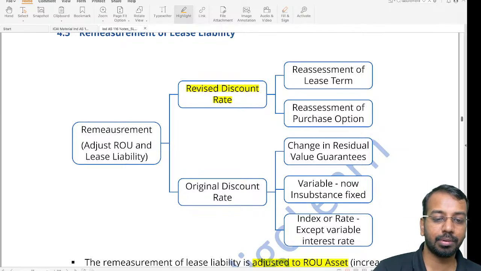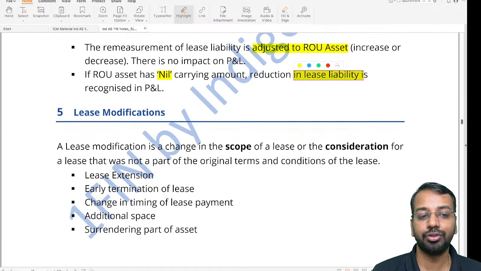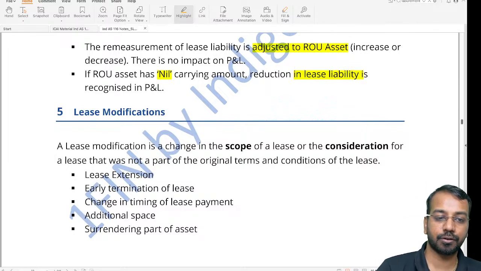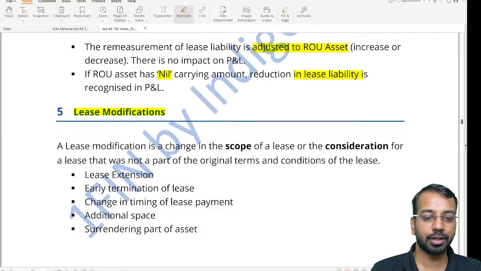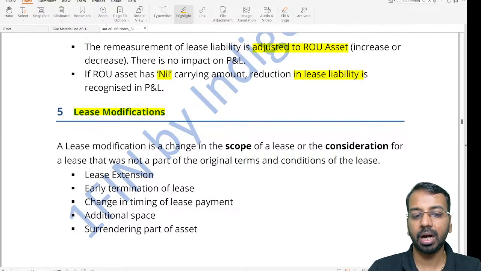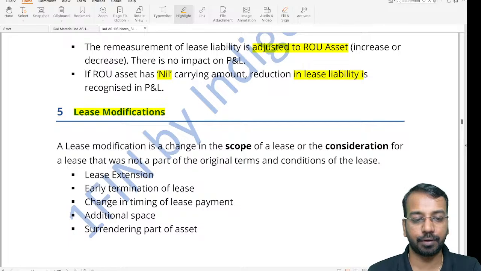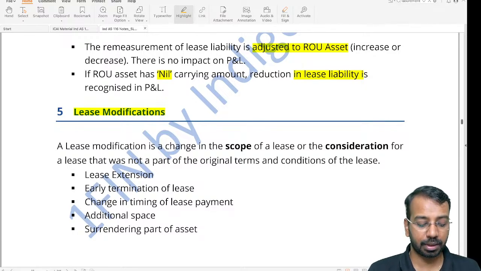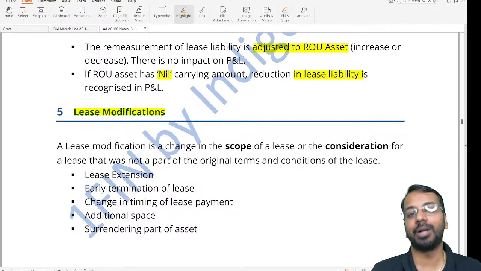Now the next important and challenging part for a lot of students is lease modifications. What are lease modifications and how do we account for them? Let me give you some examples first. Say, for example, I have taken one floor in a building. My business improved, and because of which I wanted to take an additional floor in the building. Now, when I'm taking an additional floor, there are two options.